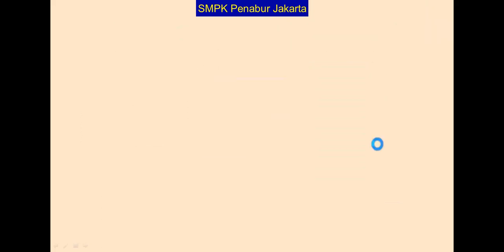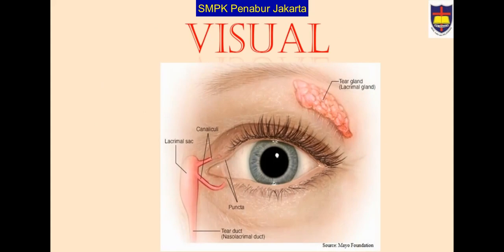The first topic is visual system. The main visual organ in human is eyeball. The eyeball is protected by eyelid, eyelash, and tear gland that produces tear. The stimulus in visual system is light. The receptor is called photoreceptor, which are rod and cone cells.